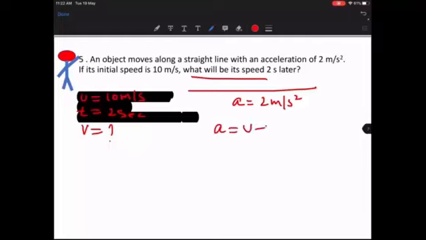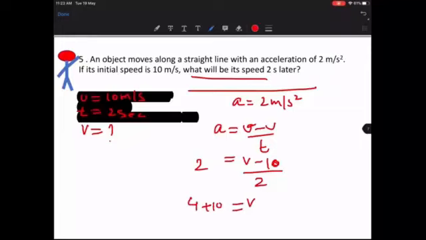A is equal to V minus U upon T. So in this case, what is your V? You do not know your V. What is your U? 10. What is your T? 2 seconds. And what is your A? 2. So you will be getting V is equal to 4 plus 10, which is 14 meters per second. Fine. So shall we move to the next question?